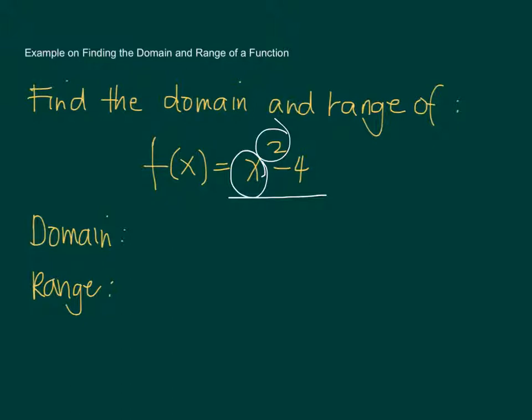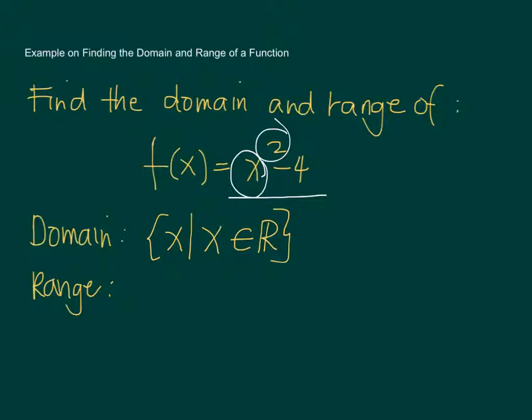So since any number can be placed on the x, it means my domain is the set of real numbers. I can write that as x such that x is any real number. I can put any number on the x and it will give me a value for the function. Now, how do we find the range?